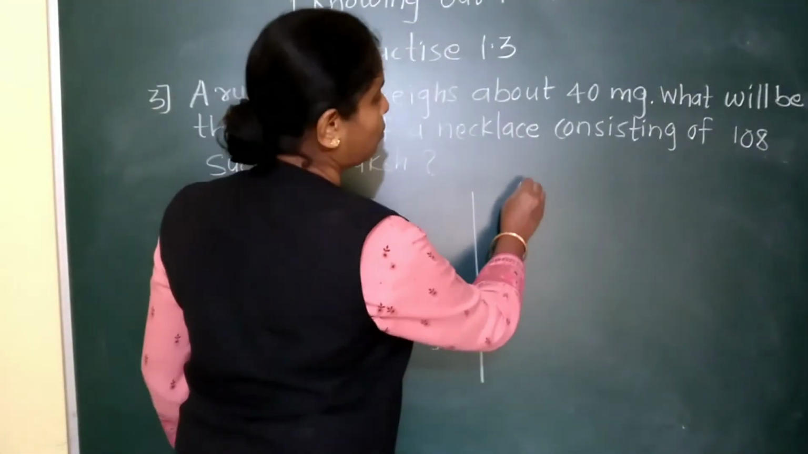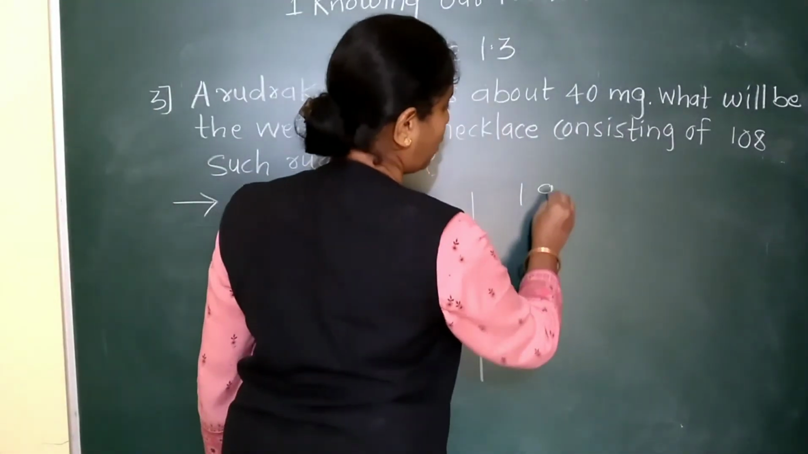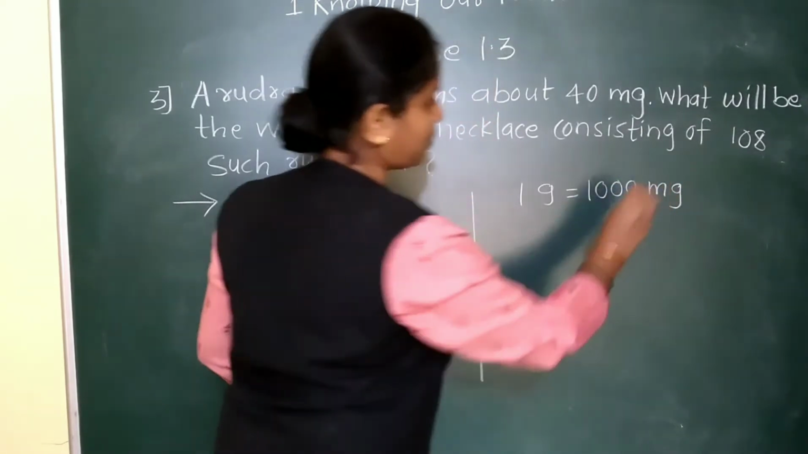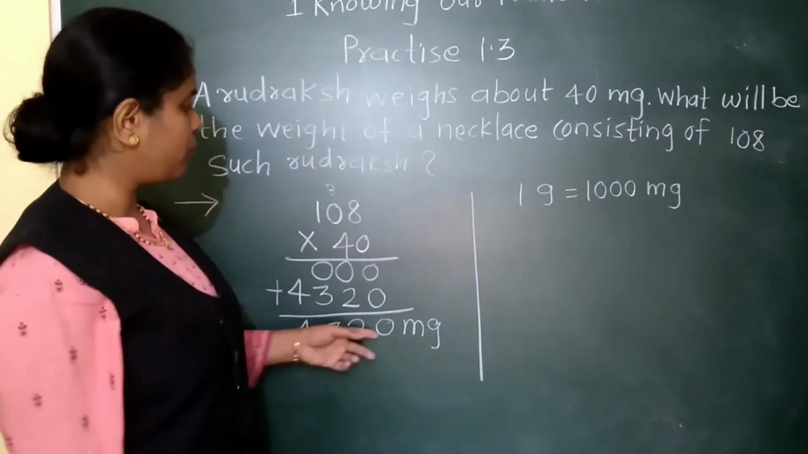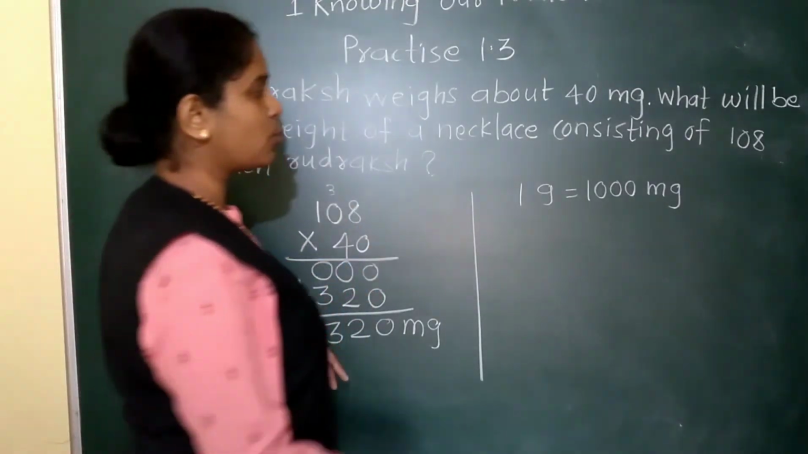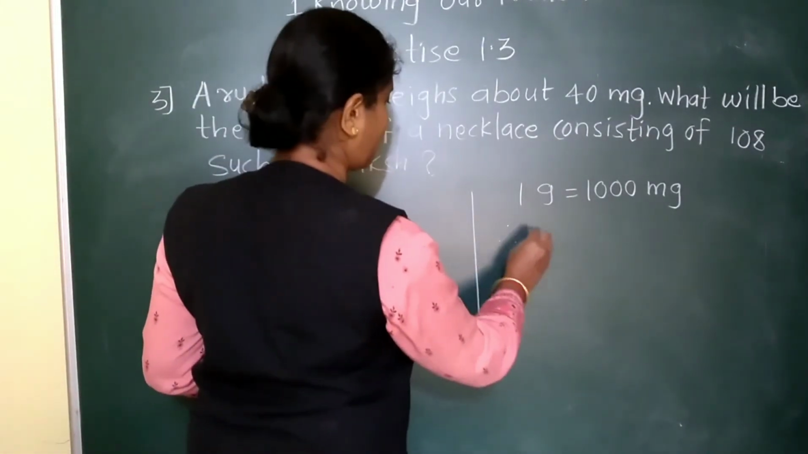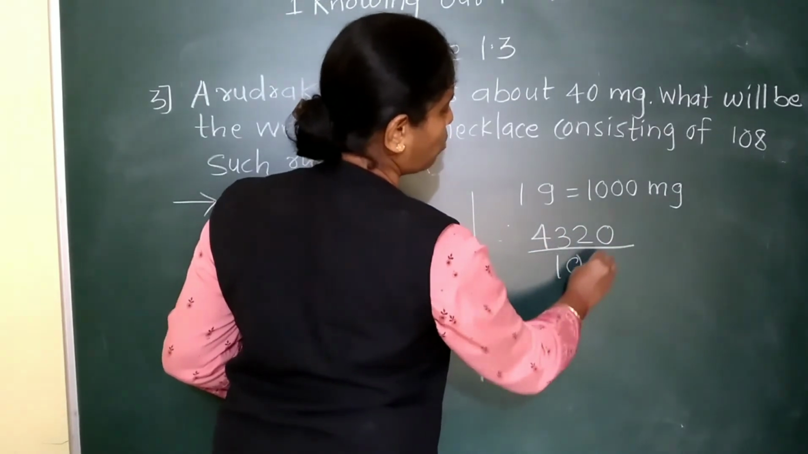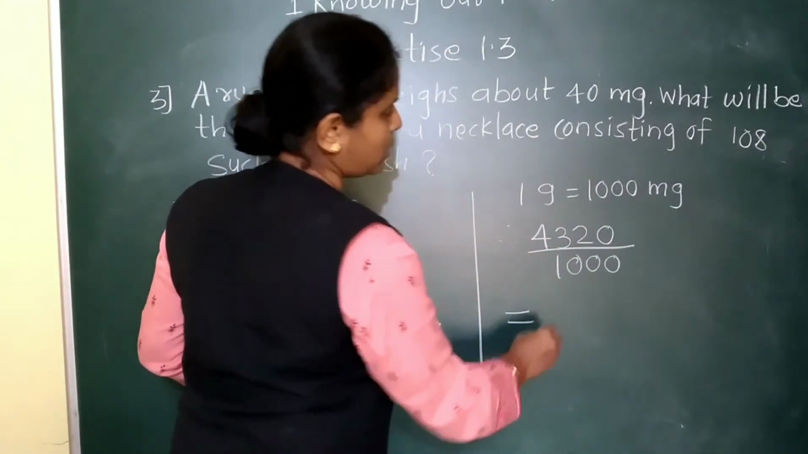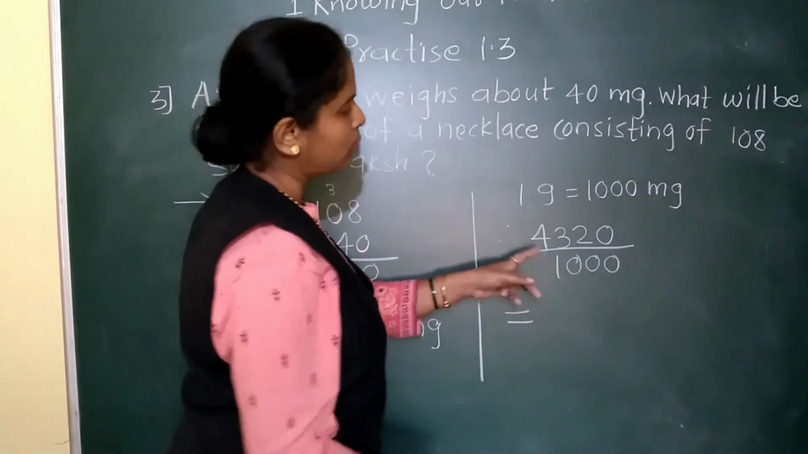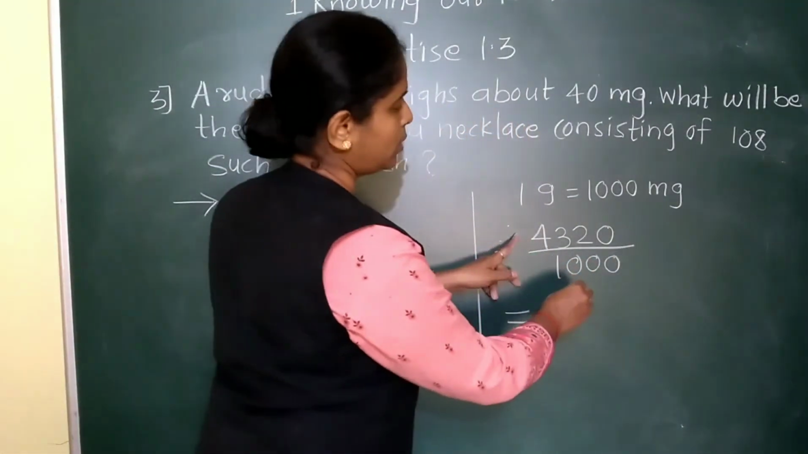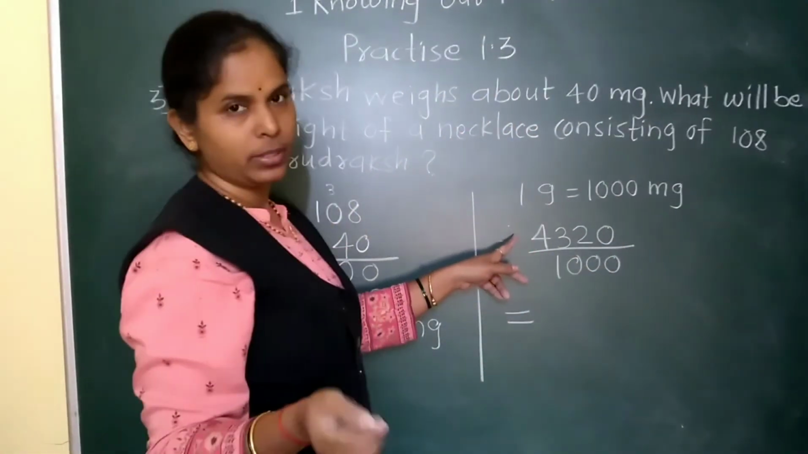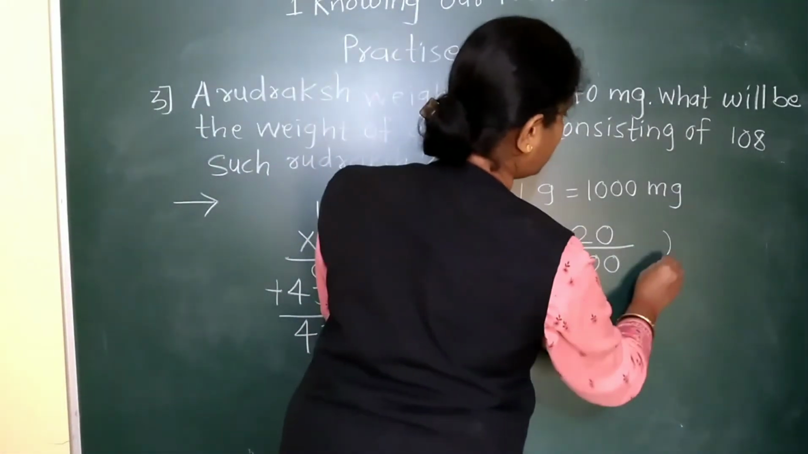So we know 1 gram is equal to 1000 milligrams. Okay. Then this we have to convert into grams. So what do we have to do? We have to divide. Therefore 4320 divided by 1000. The answer will be, how to divide it? See here. You can do vertical division also.